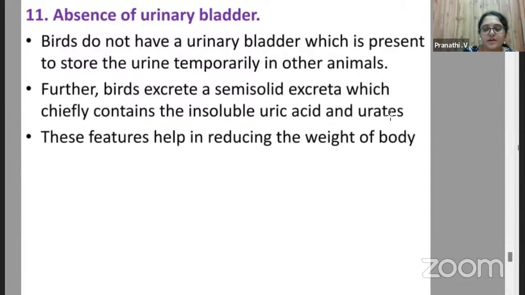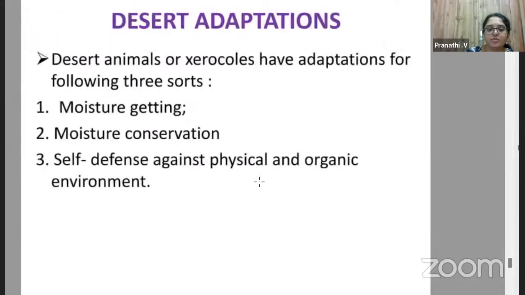So there is no urinary bladder, and whatever excreta is coming out is in the form of insoluble uric acid. So these are the features which help in the reduction of the body weight. We have seen the desert adaptations. Now we'll just have a look at it.